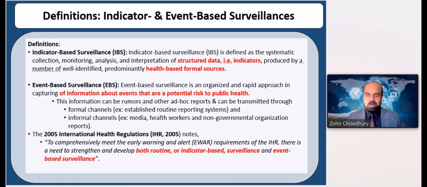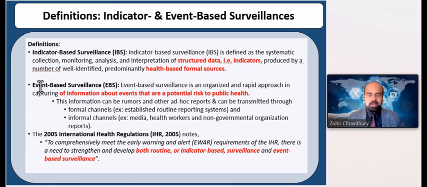So event-based surveillance, or EBS, and indicator-based surveillance, or IBS, both strategies are fundamental to a comprehensive surveillance system, and each has different goals with some overlap. So what is indicator-based surveillance? Indicator-based surveillance is defined as the systematic collection, monitoring, analysis, and interpretation of structured data, indicators, produced by a number of well-defined, predominantly health-based formal sources. So the structured data are the indicators, and this is why it's indicator-based surveillance.